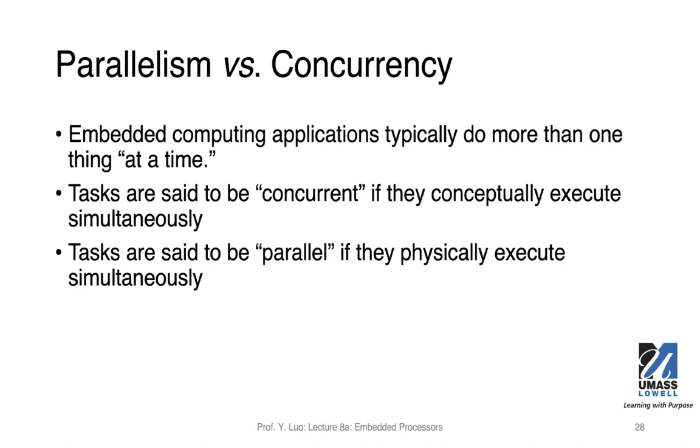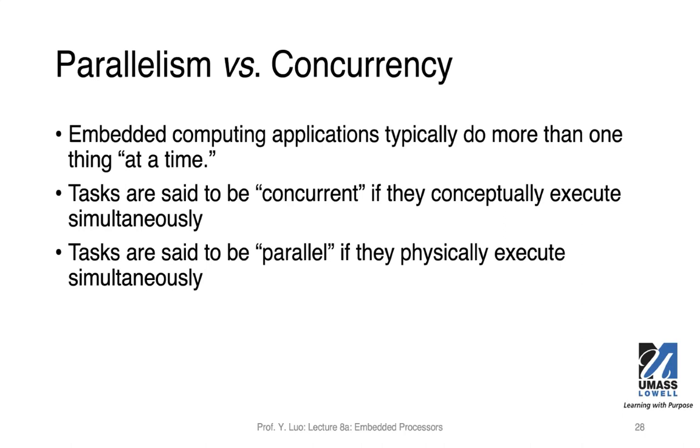Both of them are talking about multiple tasks. But when we say concurrent, we are talking about tasks being conceptually executed simultaneously. You can think of it as kind of logical. If two tasks have both started but have not finished, you can call them concurrent. But concurrent doesn't mean that they are being executed at the exact same time. At the instruction level, they may execute one after another, maybe taking turns. They don't have to be executed at exactly the same time. That's when we call them concurrent.